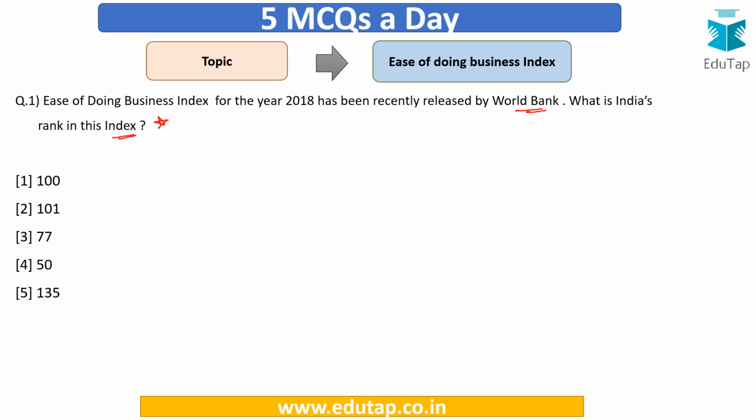And our answer to this question is option number 3, that is rank 77. So the index, which has been released by World Bank for the year 2018-19, has ranked countries on the basis of the ease of doing business. So that means starting the life of a business to covering all the phases. Now India's rank is 77, and last year India's rank was 100. So a 23-notch improvement is a big improvement, and that is why this becomes so much important for us.